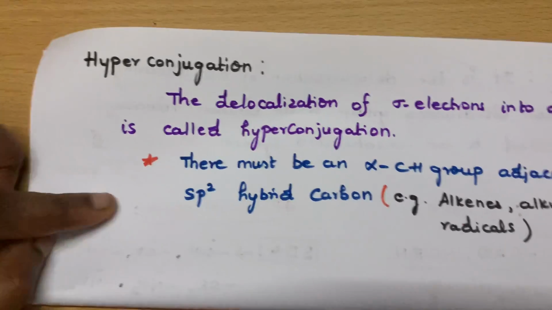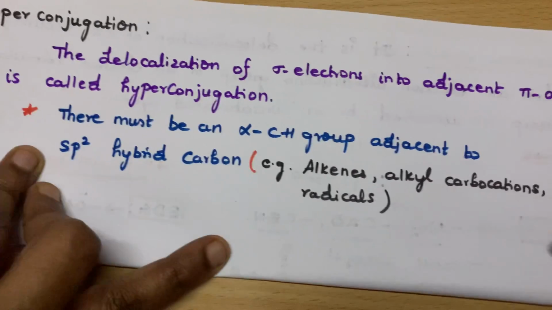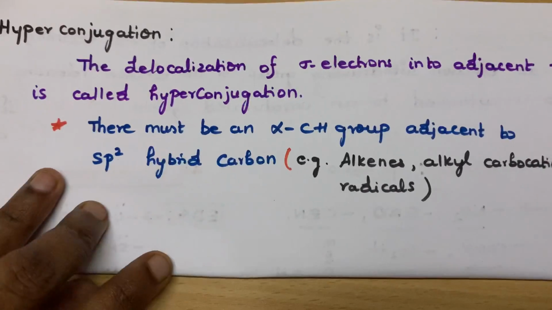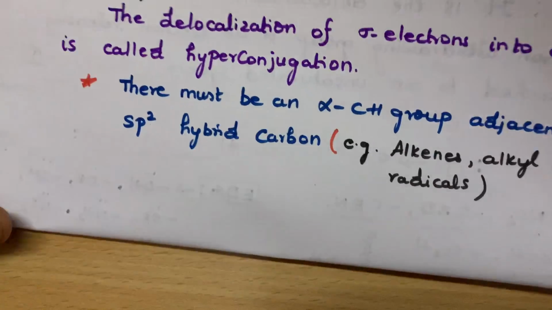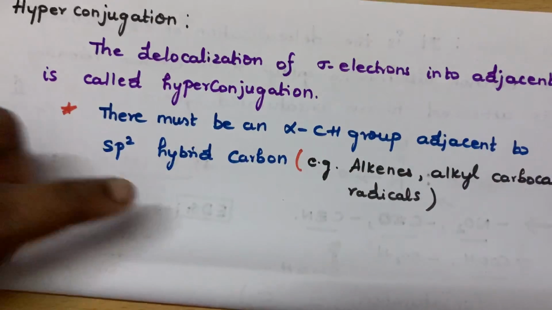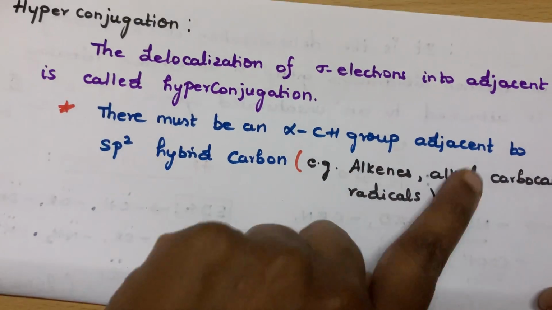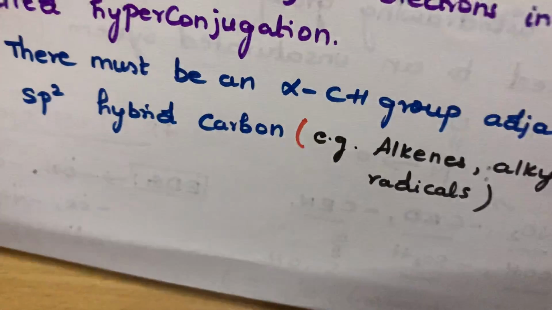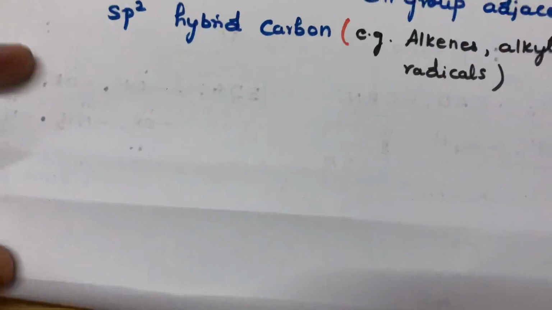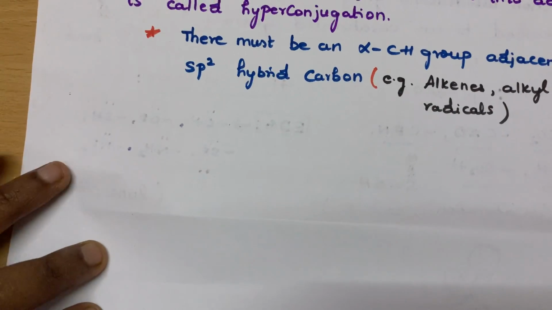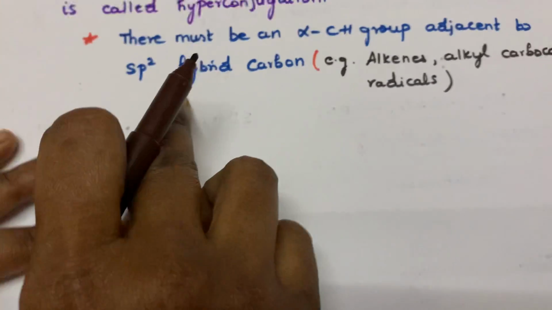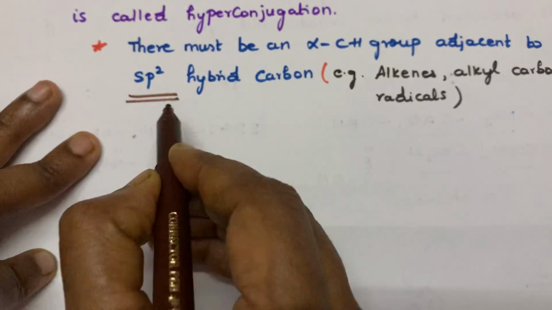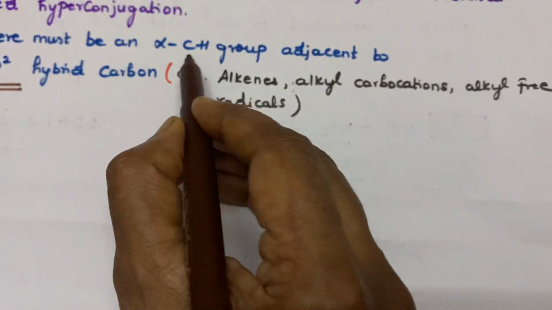So what is hyperconjugation? The delocalization of sigma bonds into the adjacent pi orbital. This is called hyperconjugation. The main important thing is there must be an alpha C-H group attached to the sp2 hybridized carbon. I will tell you what is the delocalization of sigma electrons and what is the pi orbital system. They have mentioned an sp2 system must be there and an alpha hydrogen.